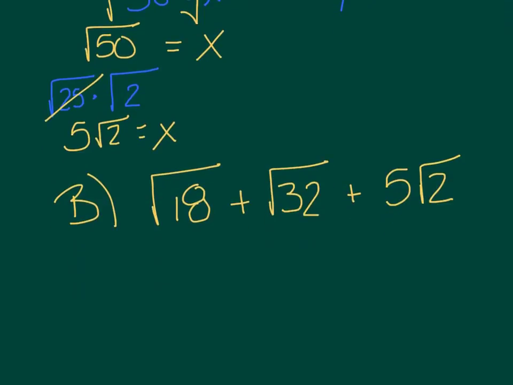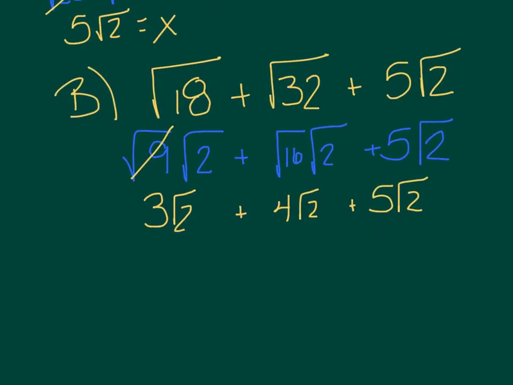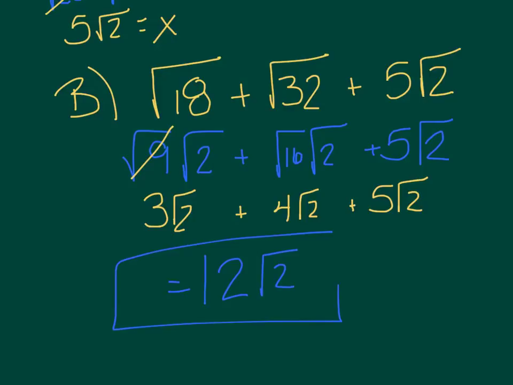All right, so can I add these the way they are, or do I have to break them down? Well, remember, we need to break them down so we have like radicals. 18, hopefully you're thinking 9 times 2. 32, I'm going 16 times 2. And this one already is simplified, so I'm just going to leave it. This becomes 3 radical 2 plus 4 radical 2 plus 5 radical 2 for a grand total, let's see, I think that's 12 radical 2. Okay, so remember, you're just adding the outside terms when you add.